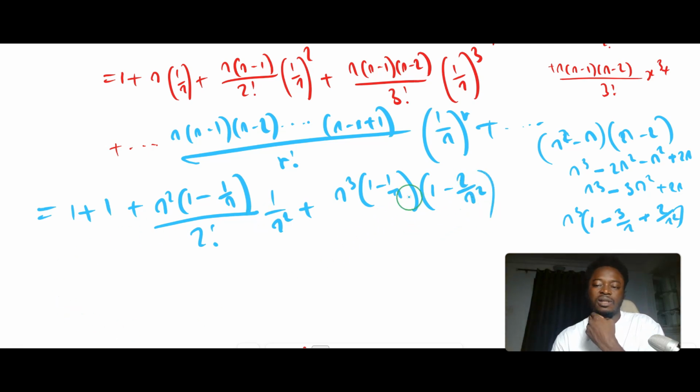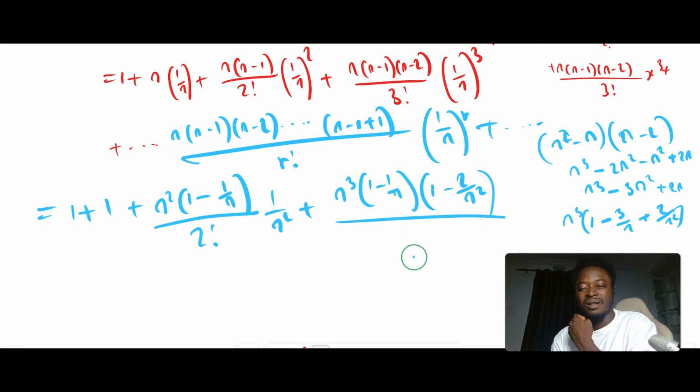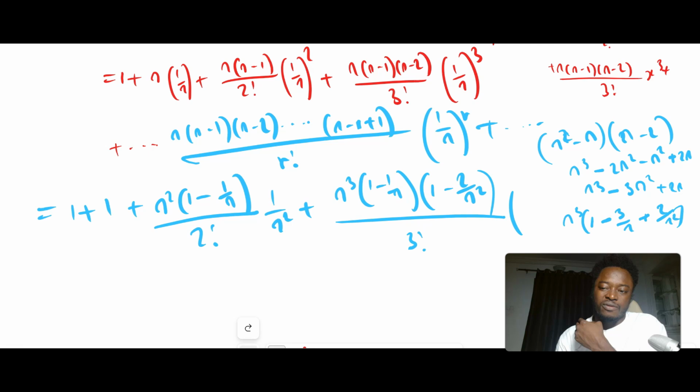Let's just keep it this way. It doesn't even matter whatever form. It will always be in case of 1 over n, 2 over n squared. So it doesn't matter how we arrange it, as long as we keep a 1 here, we should be in good shape. So this is divided by 3 factorial. Then you have a 1 over n to the third power, so I'll just write it as 1 over n cubed.